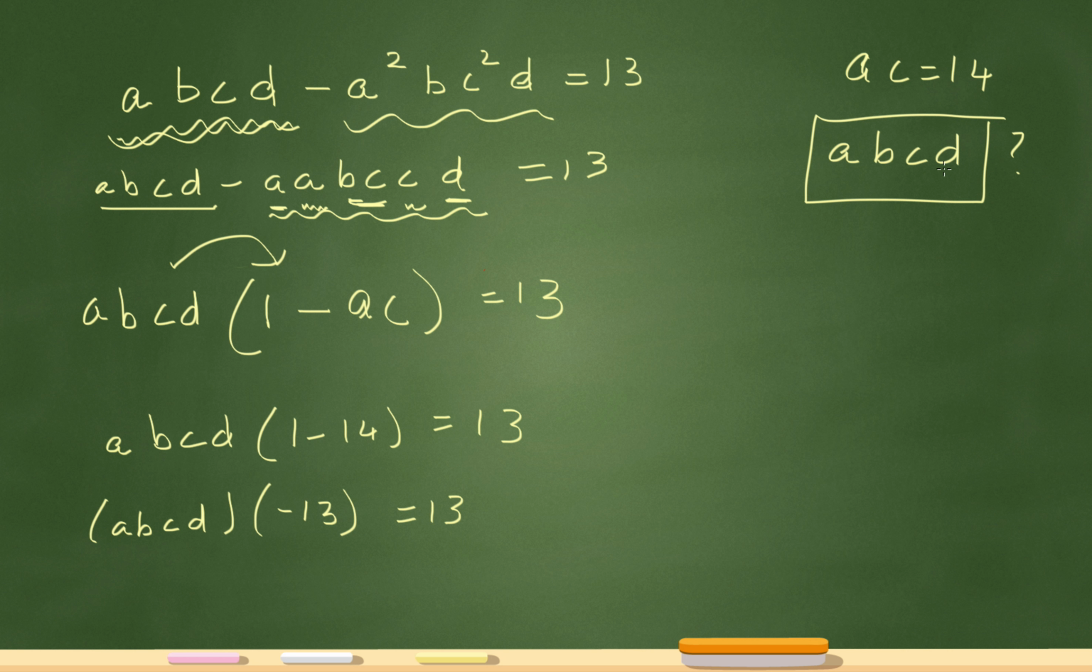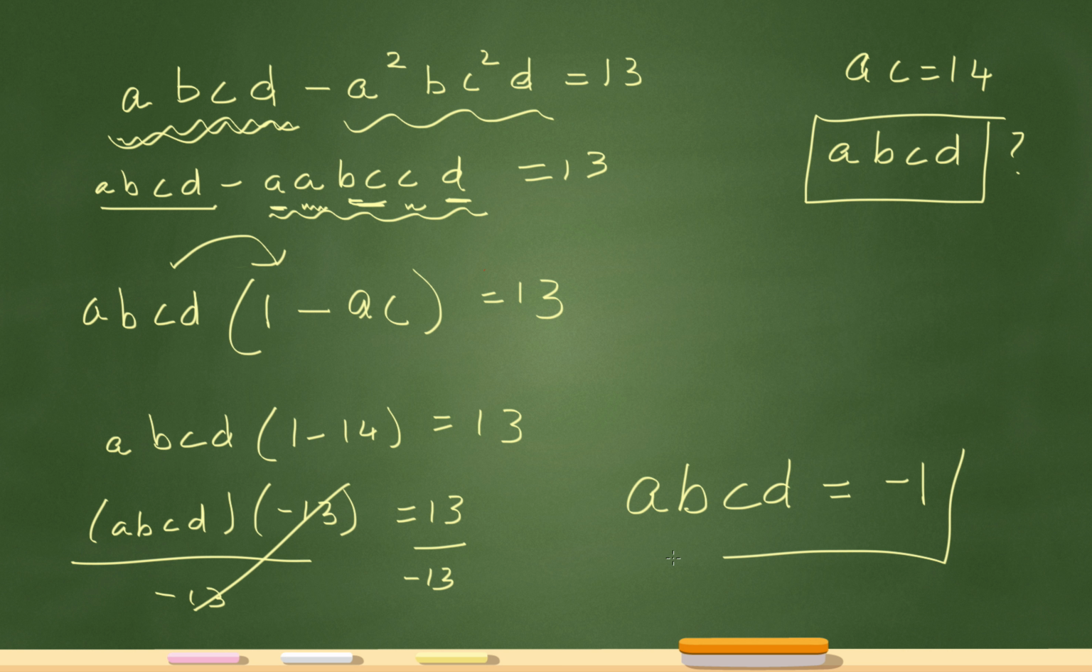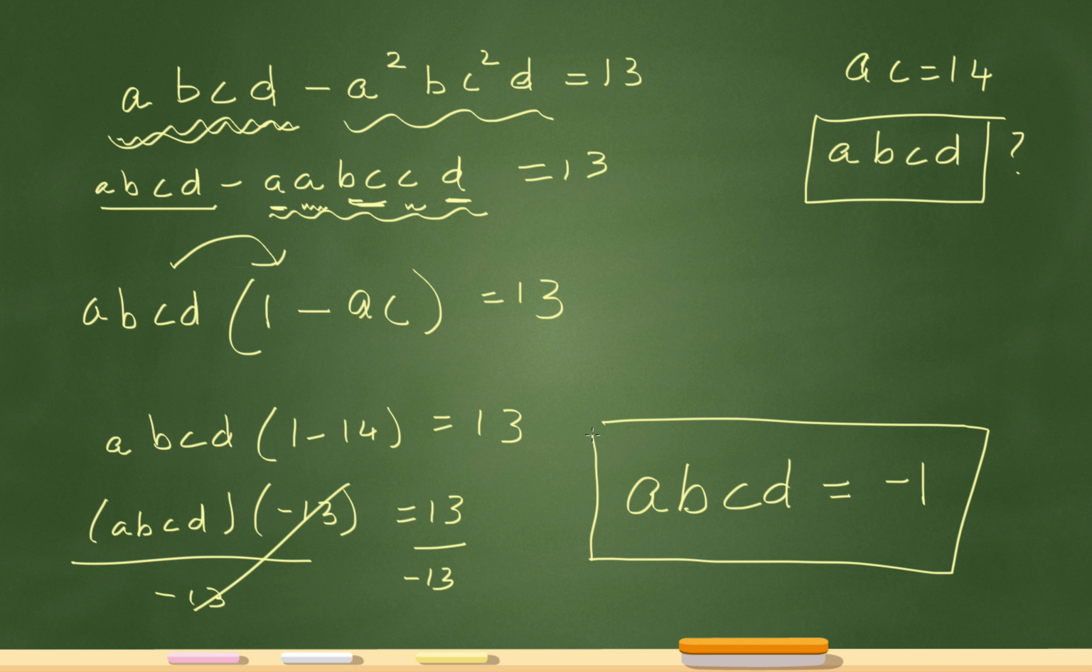The question was saying what's the value of A, B, C, D. So I'll divide both sides by negative 13 now. And I'm going to be left with A, B, C, D. A, B, C, D equals negative 1. I feel like this problem kind of became a tongue twister for me by the end, but I don't know what else to say. They just tried making things a lot more complicated than they really should be.